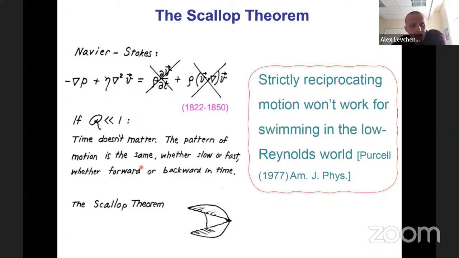And there is the Scallop theorem that says that if there is an object that tries to swim through an extremely viscous environment having only 1 degree of freedom, so let's say in this case for the scallop, this will be an angle of opening, and let's say the scallop would like to open its shell and close that shell to do this reciprocal motion in order to swim, the statement is that this will not be possible.